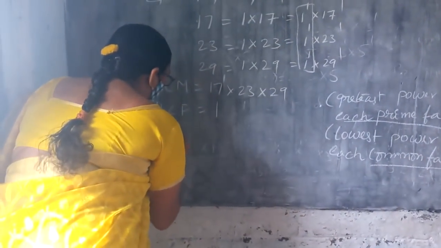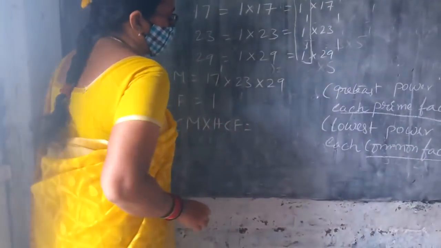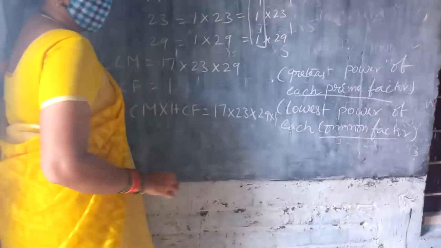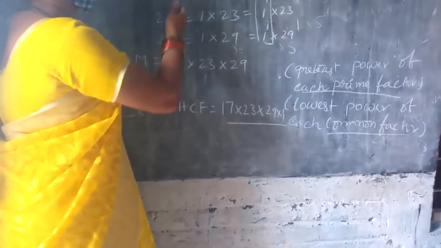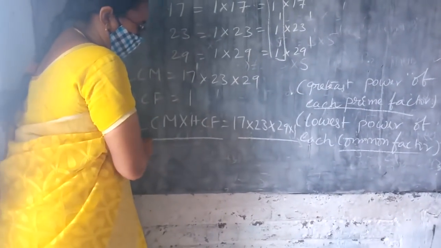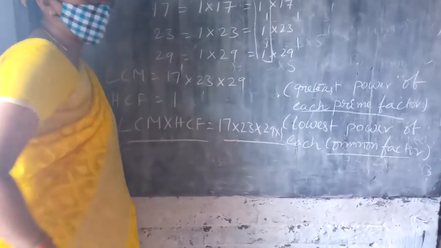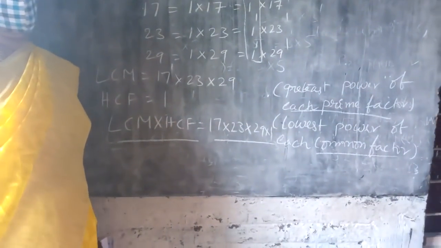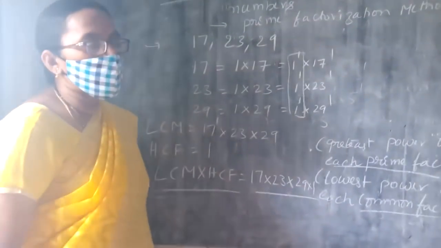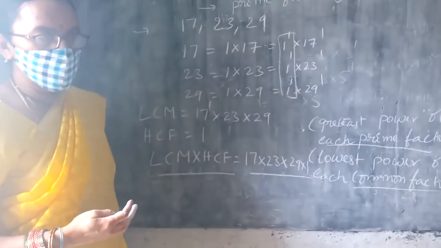Next, what do we do? LCM into HCF. What is the LCM? 17, 23, 29. HCF is 1. What happened, children? The same integers come. Yes or no? Yes. The product of LCM and HCF of integers is equal to the product of the integers. Okay. Are you understood? Yes. Why do we use this fundamental theorem? To find HCF and LCM of integers. Okay.